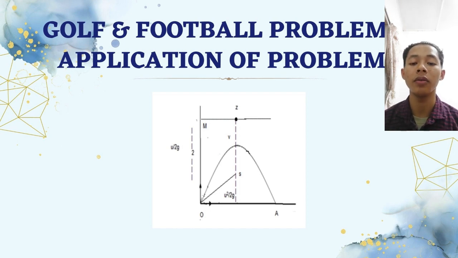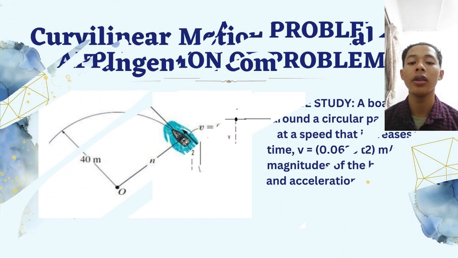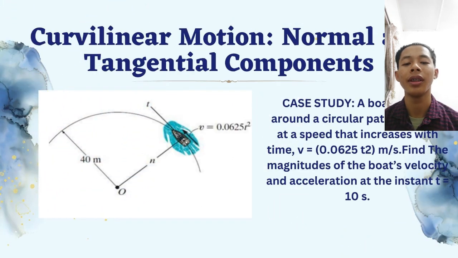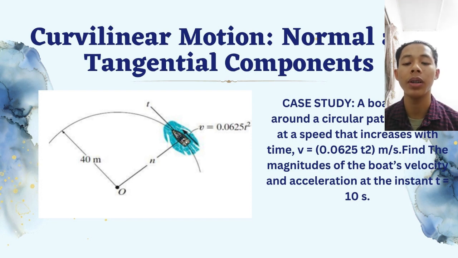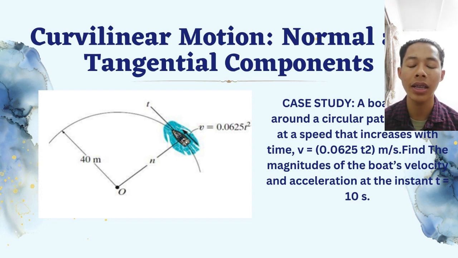Let's shift our focus to curvilinear motion, normal and tangential components. In curvilinear motion, we have the normal component, which acts perpendicular to the curve, and the tangential component, which acts parallel to the curve. These components help us understand various motion in curve shape such as arc and oval.